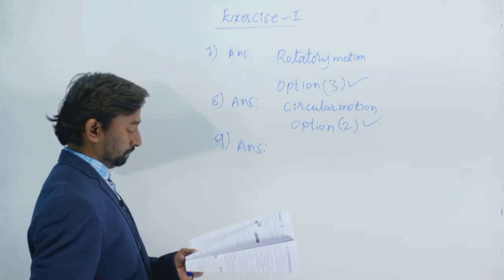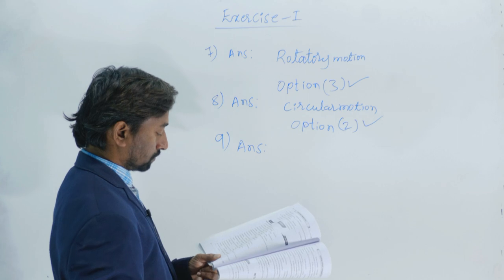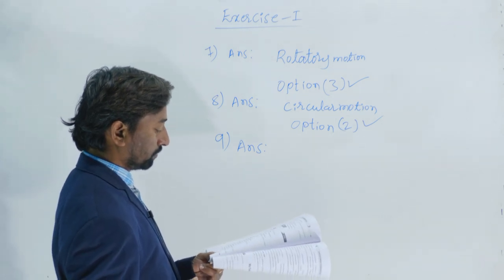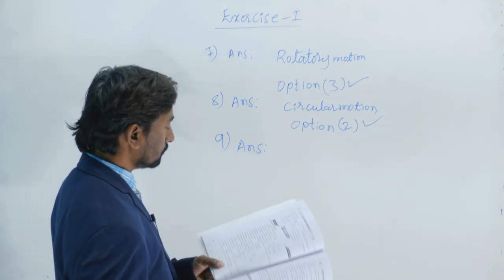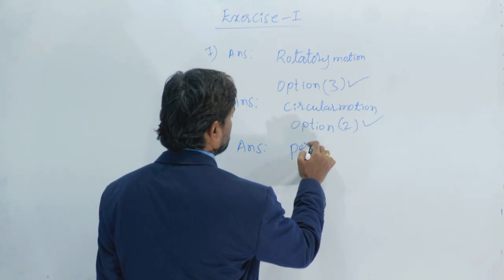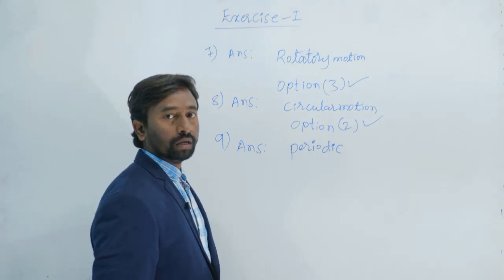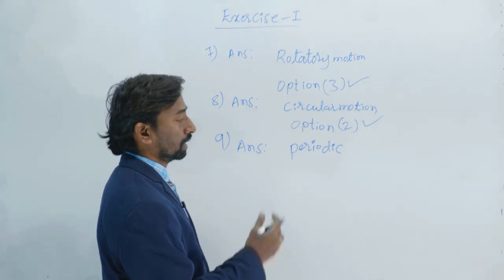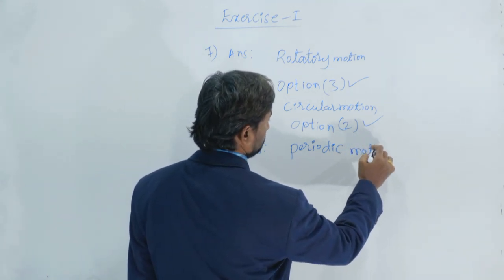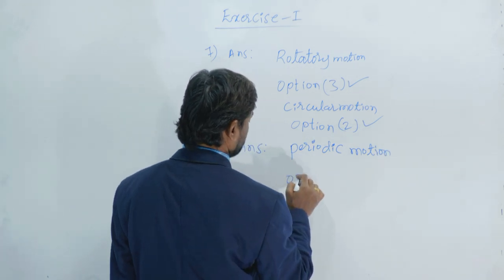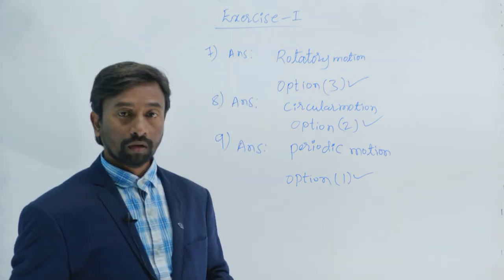The motion of the earth around the sun is dash, as the earth takes 365 and 1 by 4th days to complete one revolution. It is a periodic motion. Periodic motion is nothing but a motion that repeats itself at regular intervals of time. So the option is option 1. Option 1 is the right answer.